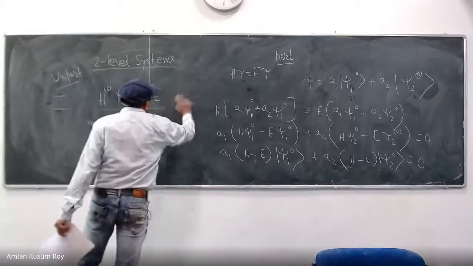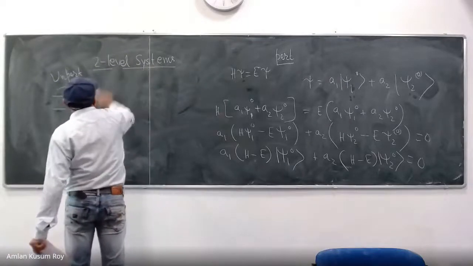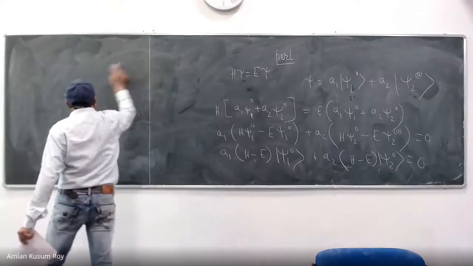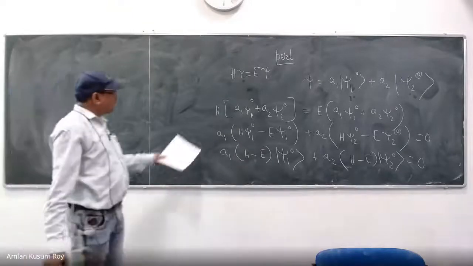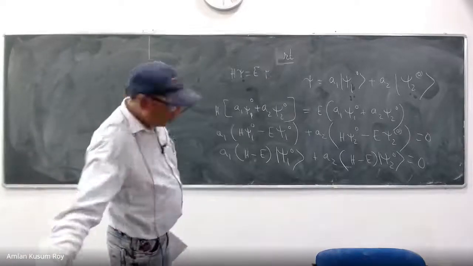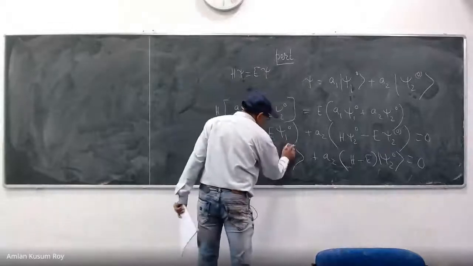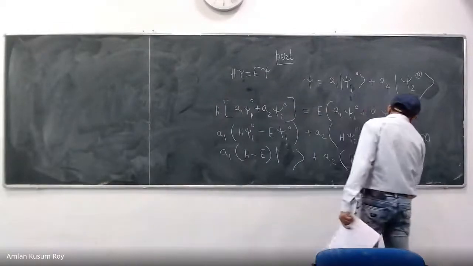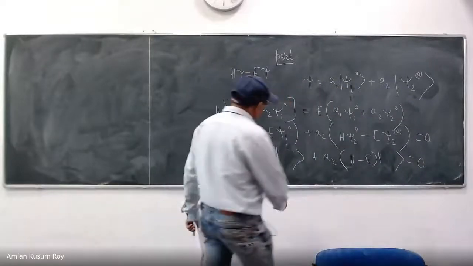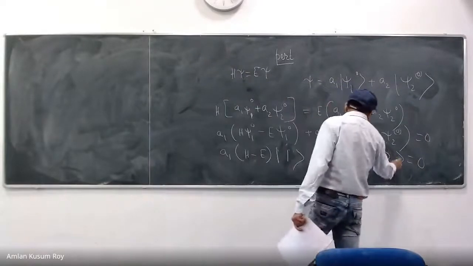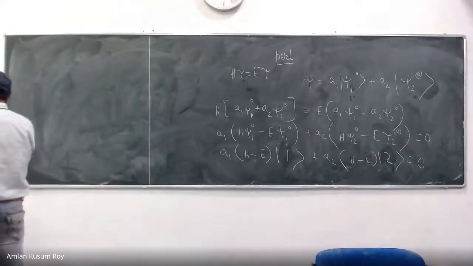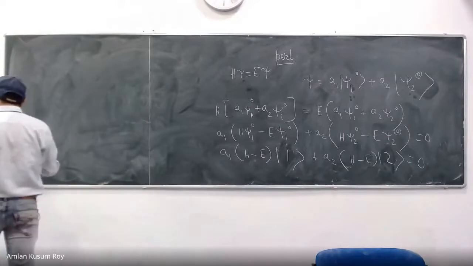So I can now pre-multiply by the bra 1 and bra 2 and then write the two equations. Can you please do that? So pre-multiply by bra 1. Let us now simplify. Let us denote these as ket 1 and ket 2, the unperturbed states, so that we don't have to write so many things. Right? So you can do this pre-multiplication and integration over whole space.